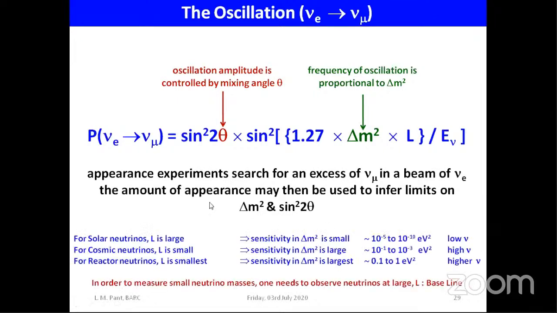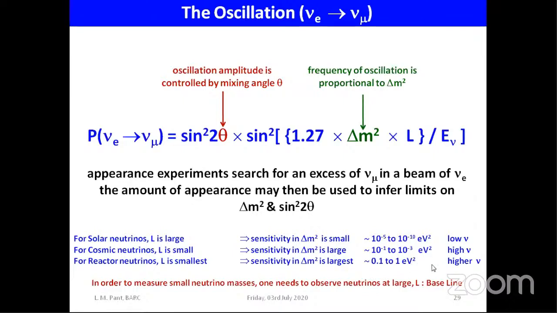Now for solar neutrinos, L is large, and therefore the sensitivity in delta m square is small, 10 to the minus 5 to 10 to the minus 10 eV square. This is the low frequency. For cosmic neutrinos, L is small, and the sensitivity in delta m square is about 10 to the minus 1 to 10 to the minus 3 eV square, whereas for reactor neutrinos, L is the smallest, and the sensitivity in delta m square is largest, about 0.1 to 1 electron volt square, and this is the high frequency.